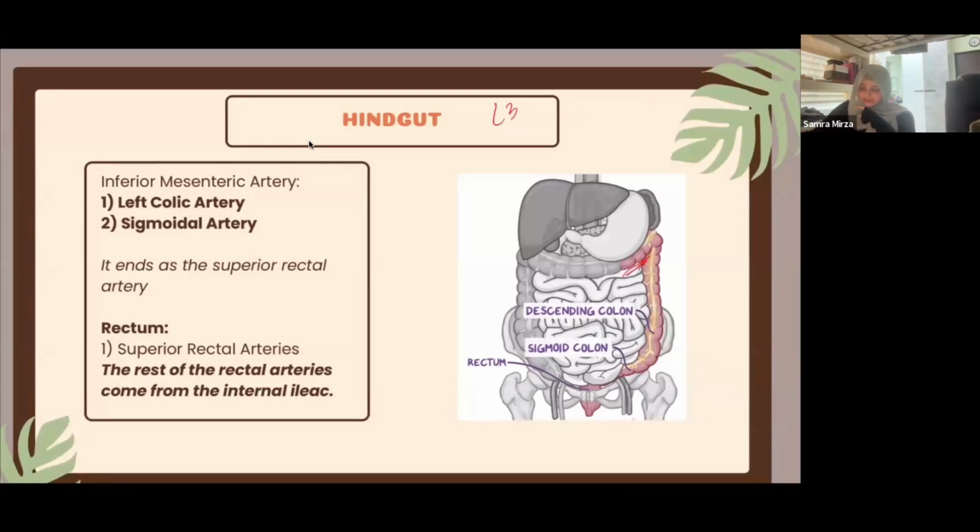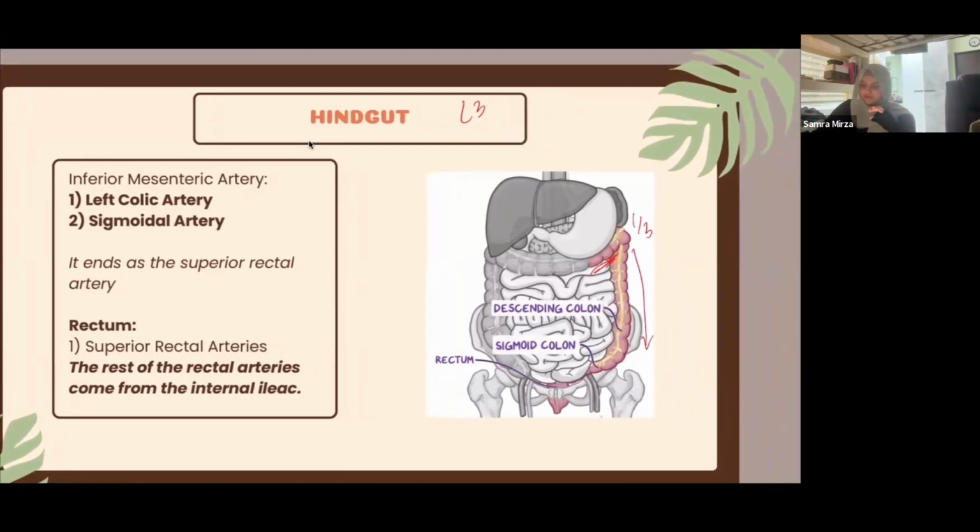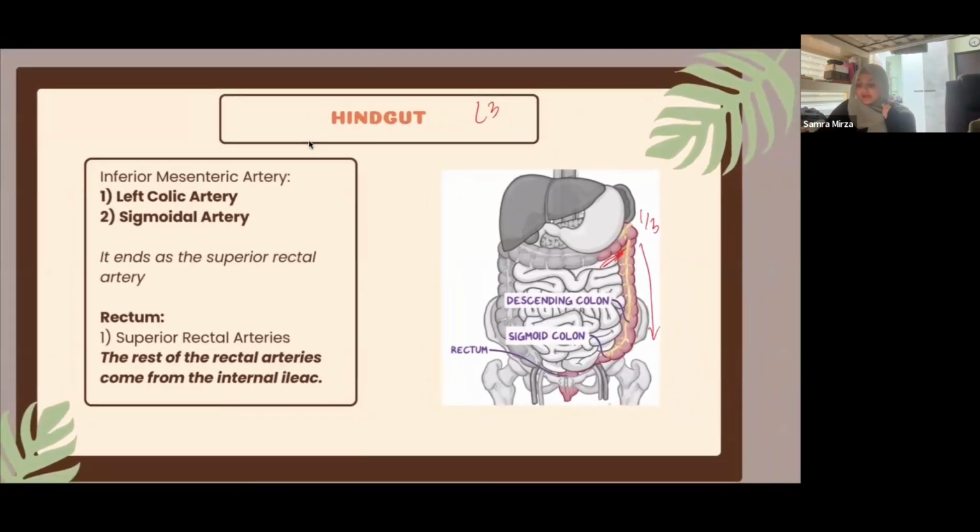That's the left colic to supply the remaining 1/3 of the transverse colon, and this part all the way here, also the descending colon. And then you have a sigmoidal artery, which is going to supply the sigmoid colon. And then for the rectum.